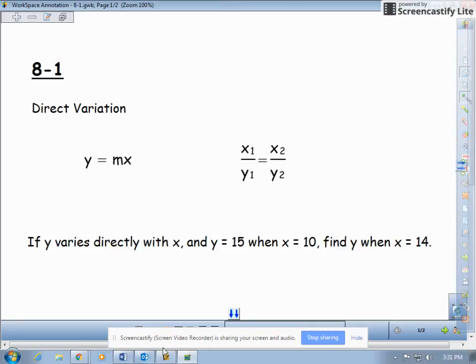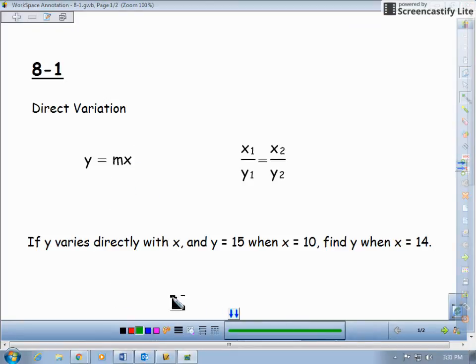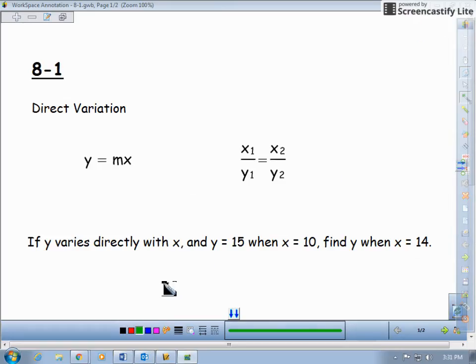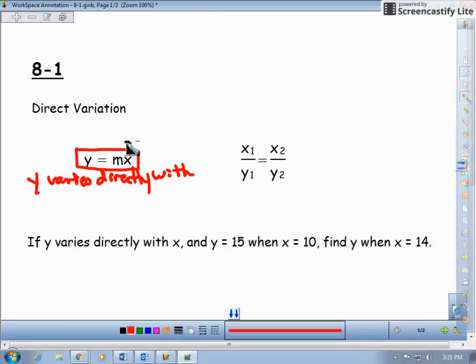Okay, guys, we're going to talk about direct variation here. It really comes down to this equation right here, which is saying that y varies directly with x. And you might be wondering what m is. That's called the constant of variation.